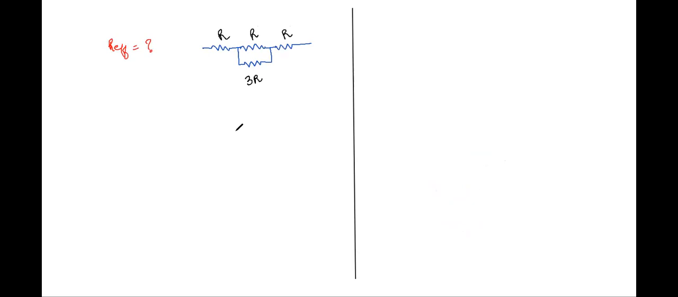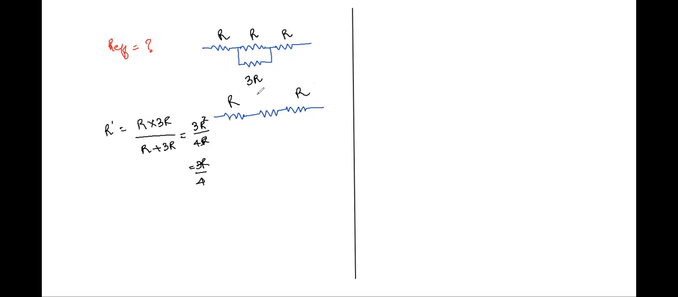Now let us go for the next part, Karuna. So we take this as R, some other resistance, and then some other resistance. What will be the effective resistance of the central zone? Let's say R dash. R dash is equal to R into 3R whole by R plus 3R, right? So that gives us 3R squared upon 4R, which is 3R by 4. Is it correct?